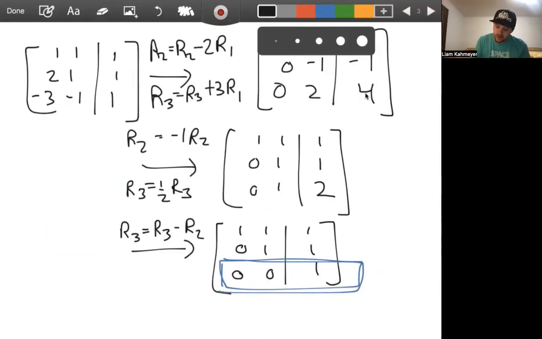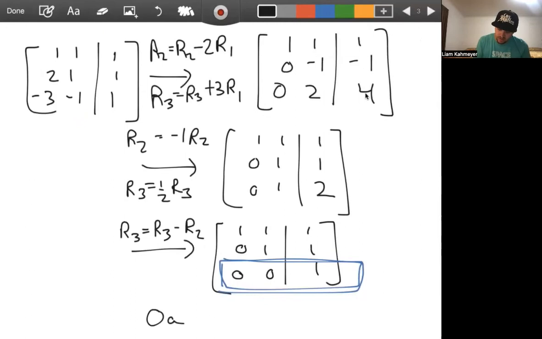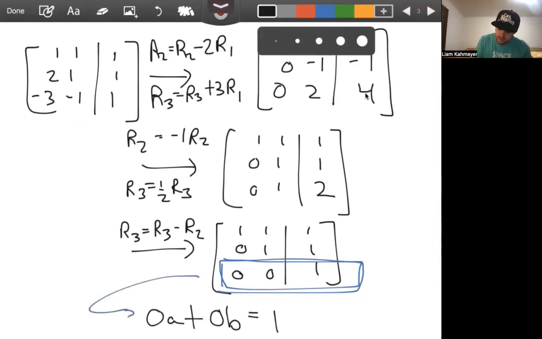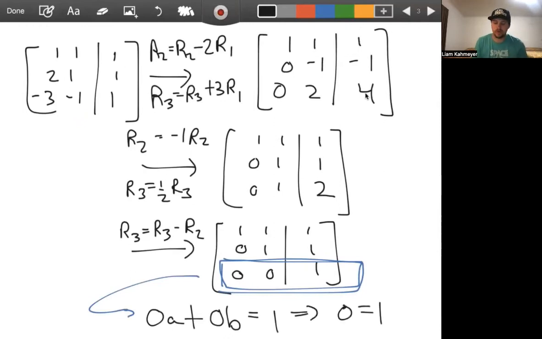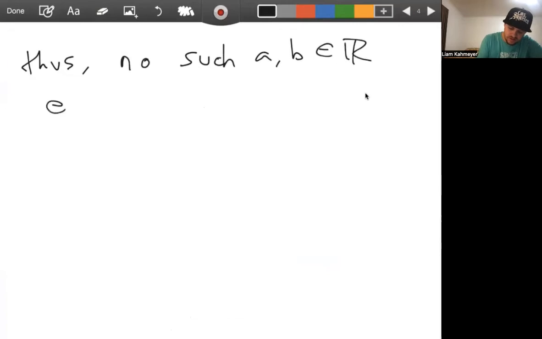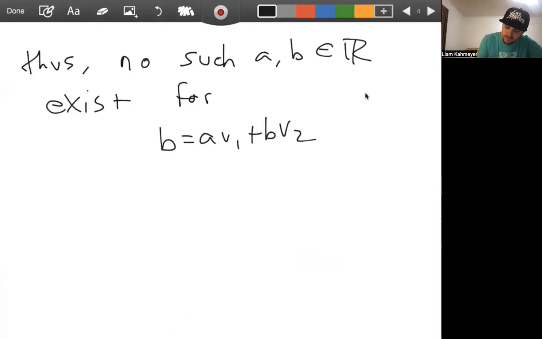Well, this third equation now tells me that 0a plus 0b equals 1, which implies that 0 equals 1. But that's a contradiction, so we found a contradiction, thus no such a, b in the reals exist for B to be equal to, or I'm sorry, a v1 plus b v2.